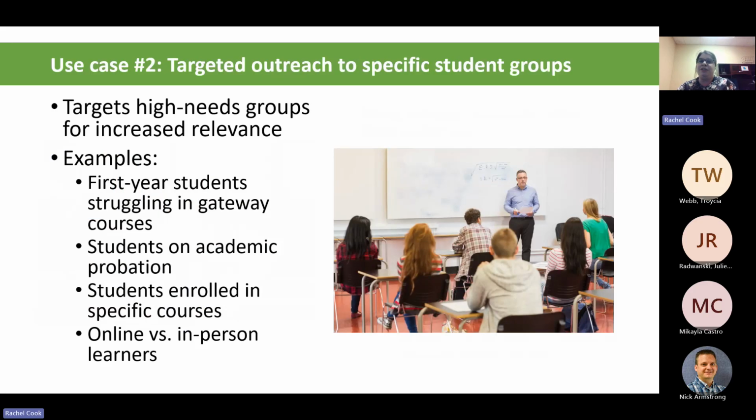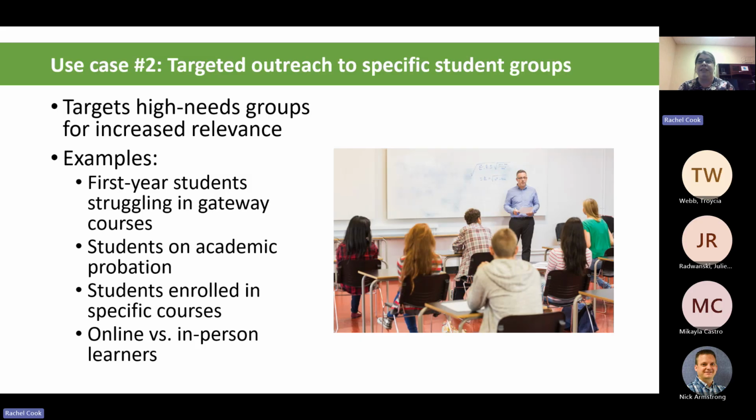And then another potential use case would be targeted outreach to specific student groups. So now we're getting a little more narrow in who you're reaching out to. So targeting some high needs groups, and that's going to look different for every center. Students are more likely to find these messages relevant. One thing I hear from clients a lot is that students are already receiving a bunch of emails. So the key is you want to get their attention by sending them timely information that is relevant for them as much as you can.